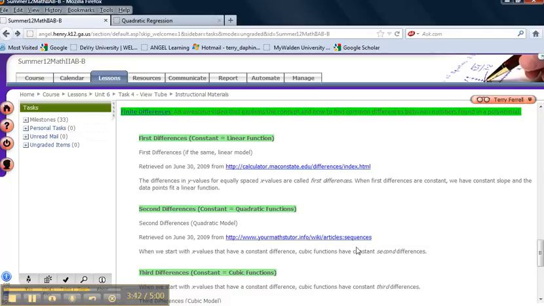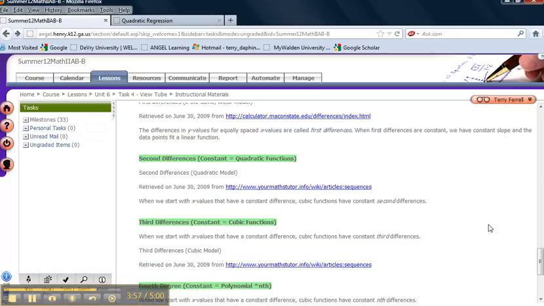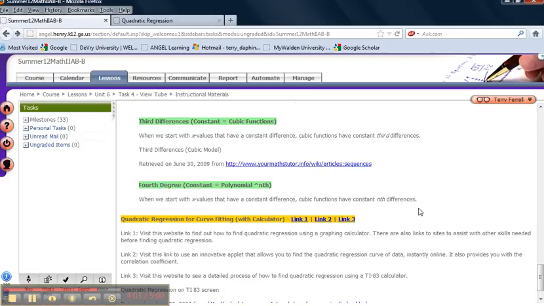If you do second differences, the second time you subtract, and they're the same, you're going to do quadratic. And here this says second differences, cubic function. That's a mistake. That should be quadratic. See up here it says constant, quadratic. So this one should be quadratic. So again, like I said, there's a problem with all this. I apologize. Here, third differences, cubic, and fourth differences, and so forth.